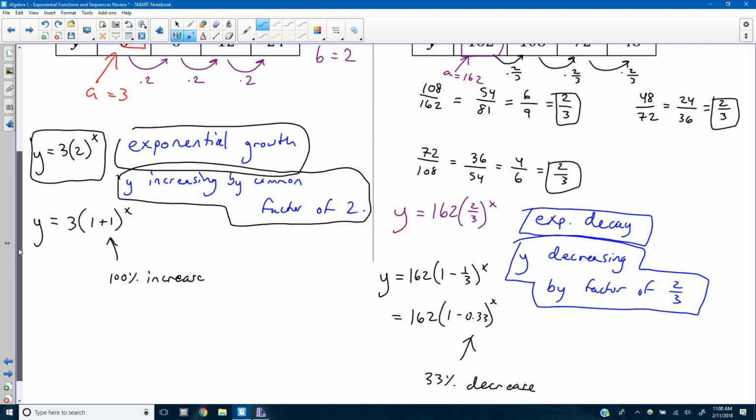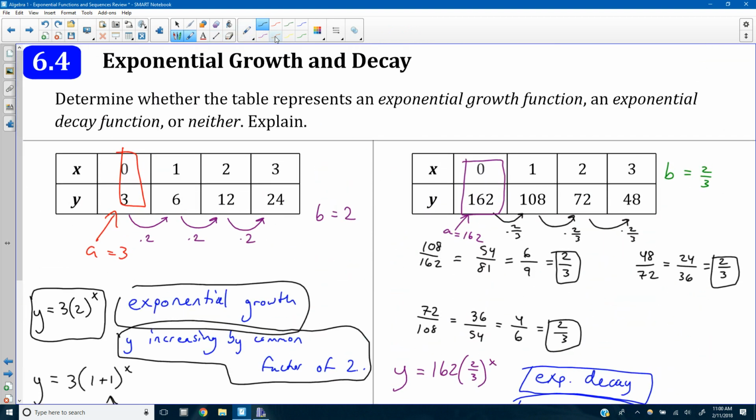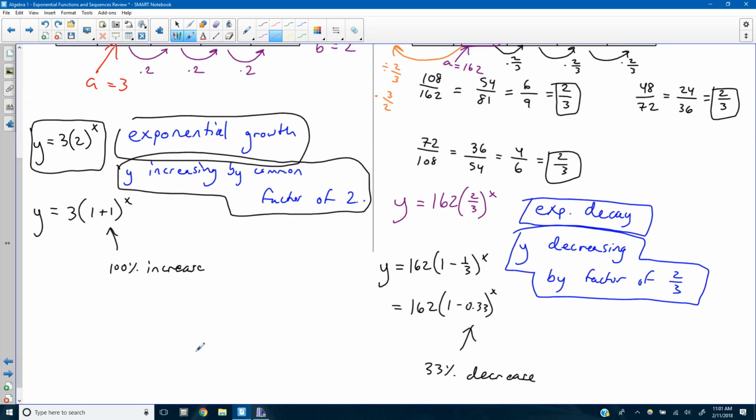Now, what if they asked you to extend this table? What if they asked me to figure out what happens when x is -1? What is y? Well, as I multiply by 2/3 this way, I divide by 2/3 this way. And you might not like dividing by 2/3, but that's the same thing as multiplying by 3/2. So I'm going to take 162 and multiply it by 3/2. You might not like doing that either, but the good news is that 162 is being divided by 2 here. See, this is 162 times 3 all divided by 2.